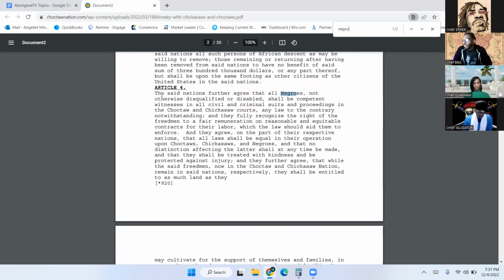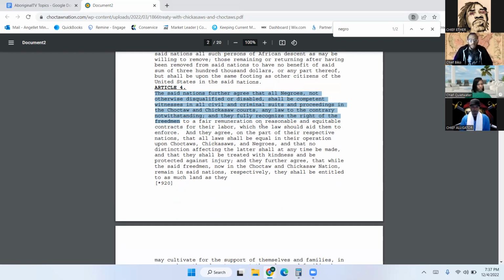The said nations further agree that all Negroes, not otherwise disqualified or disabled, shall be competent witnesses in all civil and criminal suits and proceedings in the Choctaw and Chickasaw courts, any law to the contrary notwithstanding, and they fully recognize the right of the freedmen. So again, two different groups of people. If they weren't, then they would just say Negroes. So they're clearly indicating that freedmen and Negro are two different groups of people.